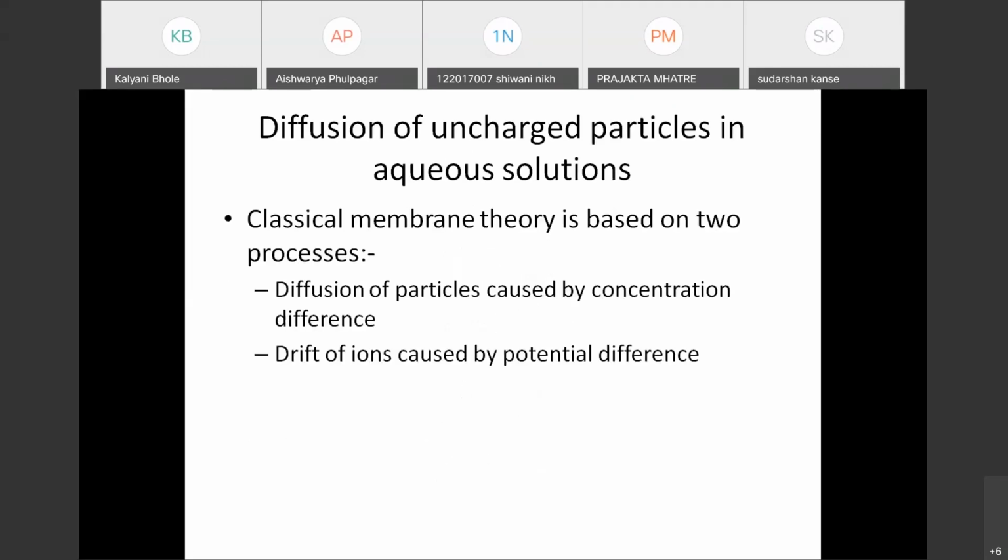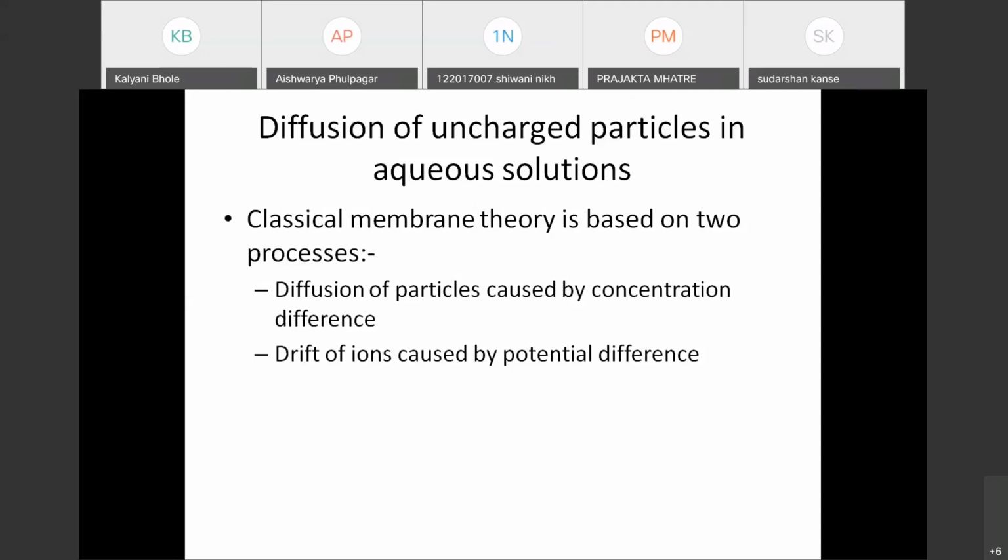So let us start. We will start with the diffusion of uncharged particles in aqueous solution. The classical membrane theory is based on two basic processes. First process is diffusion of particles caused by concentration difference, and second process is drift of ions caused by potential difference. What does it mean?